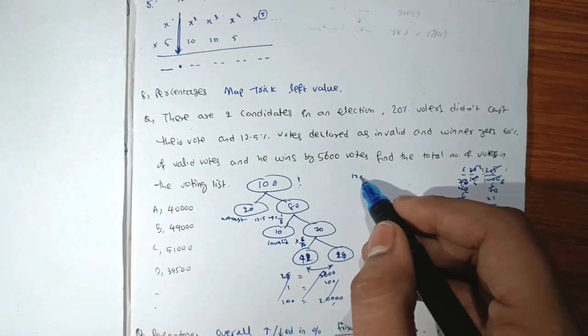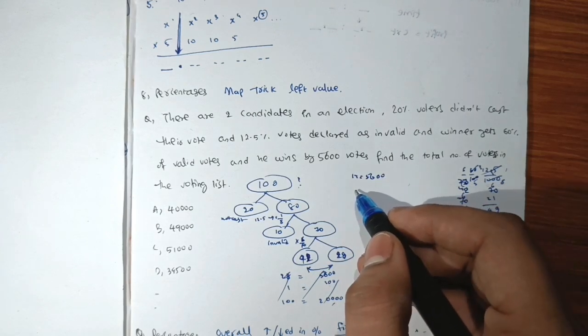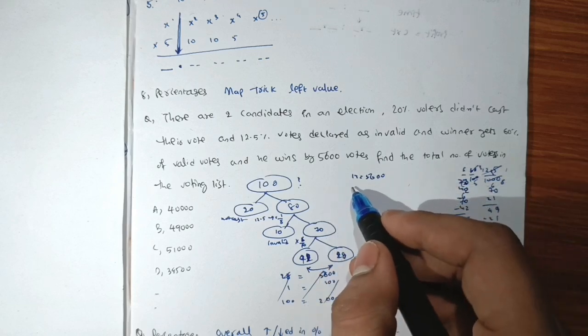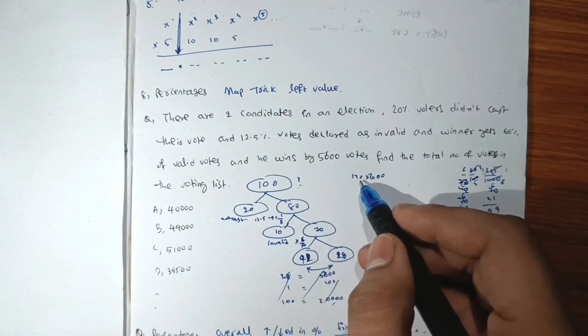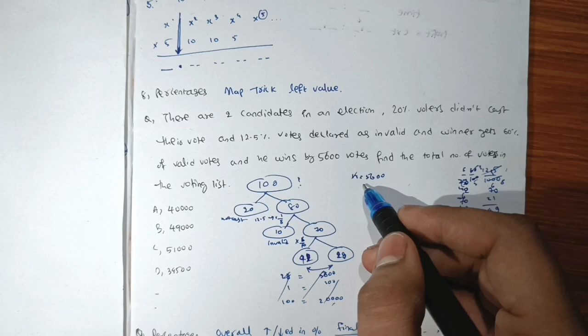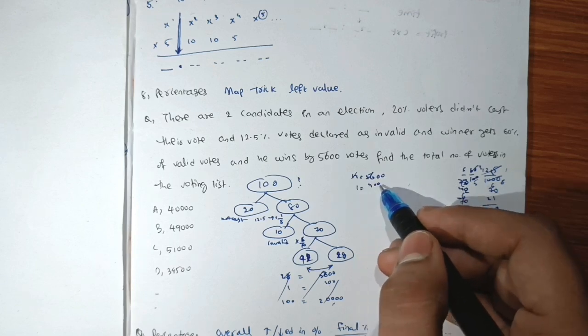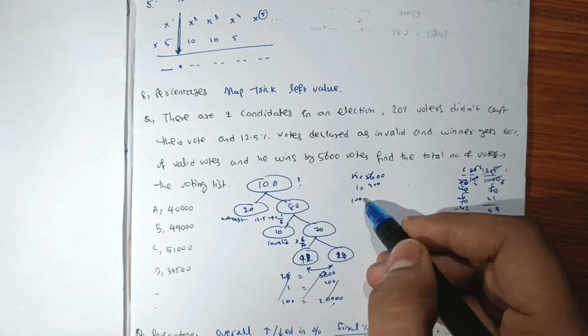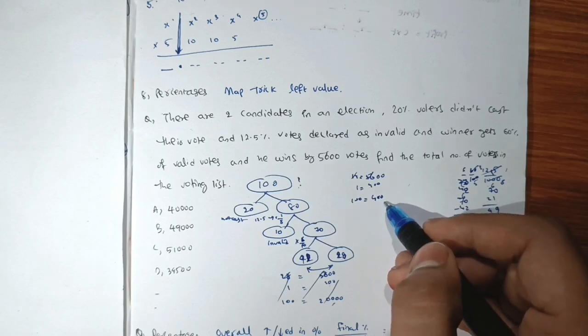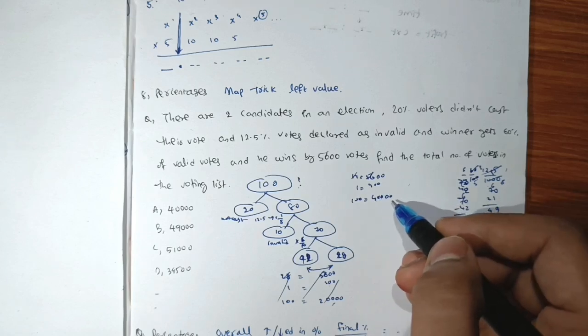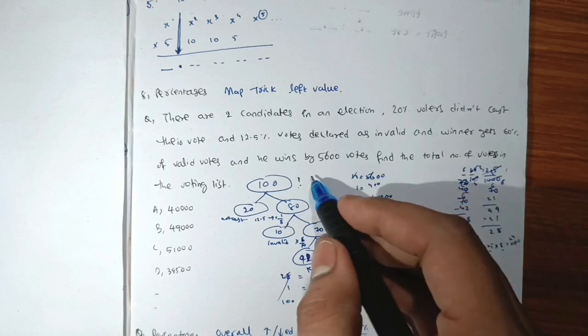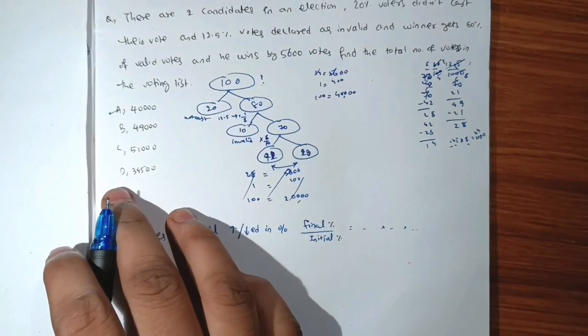So 5600, the difference will be 14. If 14 is 5600, then for 100 we need to find. If 14 is 56, then when we multiply 14 by 4, which is 56. So for 1 it is 400. For 100 we need to find. So for 100, for the 2 zeros we need to add 2 extra zeros. It is 40,000 voters.